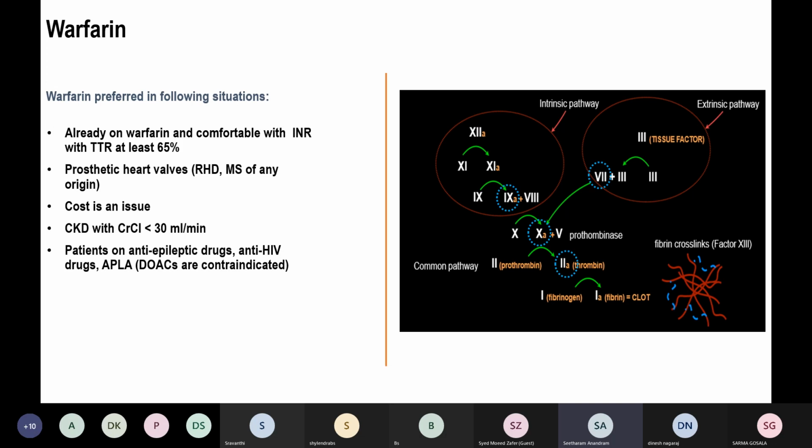Obviously, in prosthetic heart valve, warfarin is preferred. If cost is an issue, then warfarin can be used. However, with the generic drugs, it is really, really cheap nowadays. Again, if there's significant renal impairment, warfarin can be considered. And with some of the anti-epileptic drugs and anti-HIV drugs, and especially with antiphospholipid antibody syndrome, DOACs are either contraindicated or need to be used with a great degree of caution.